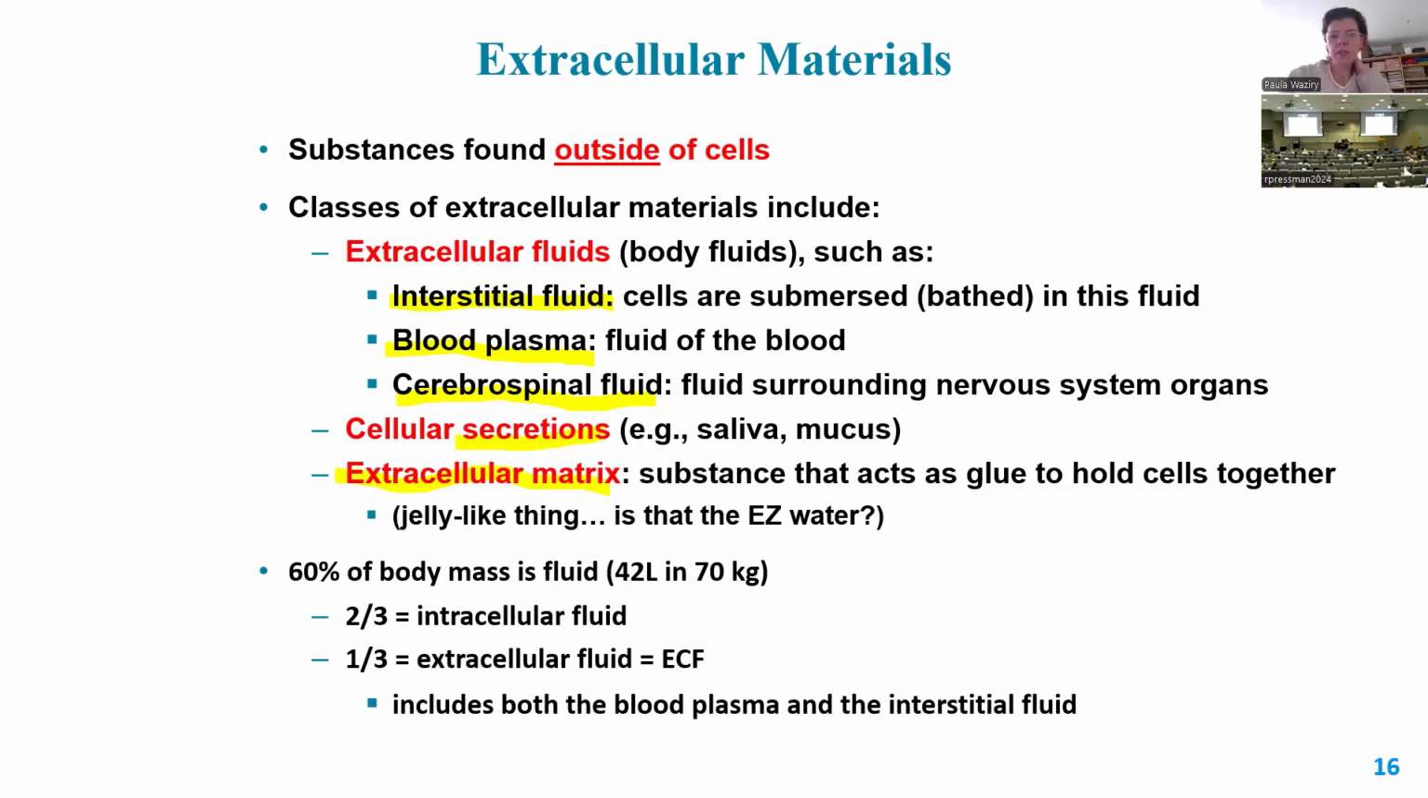So we know that about 60% of the body is fluid. That's a lot of fluid in a 70 kilogram person. 70 kilograms is about 140 pounds. So you have about 84 pounds of fluid in a 140-pound person. So again, what are those fluids? Two thirds are inside of the cell, but one third is extracellular fluid.